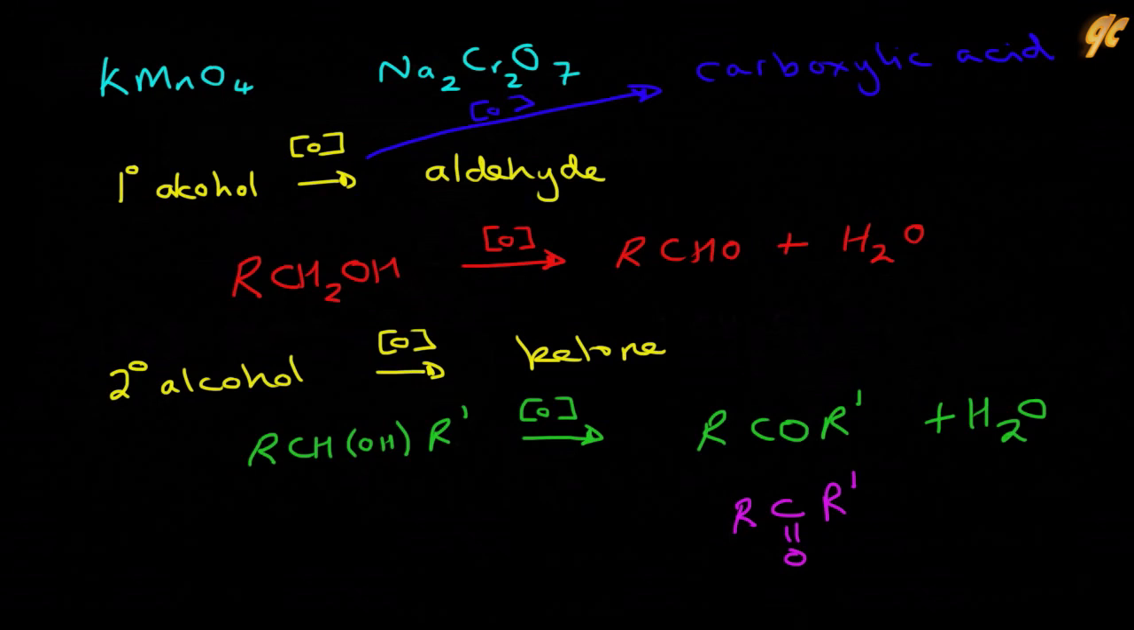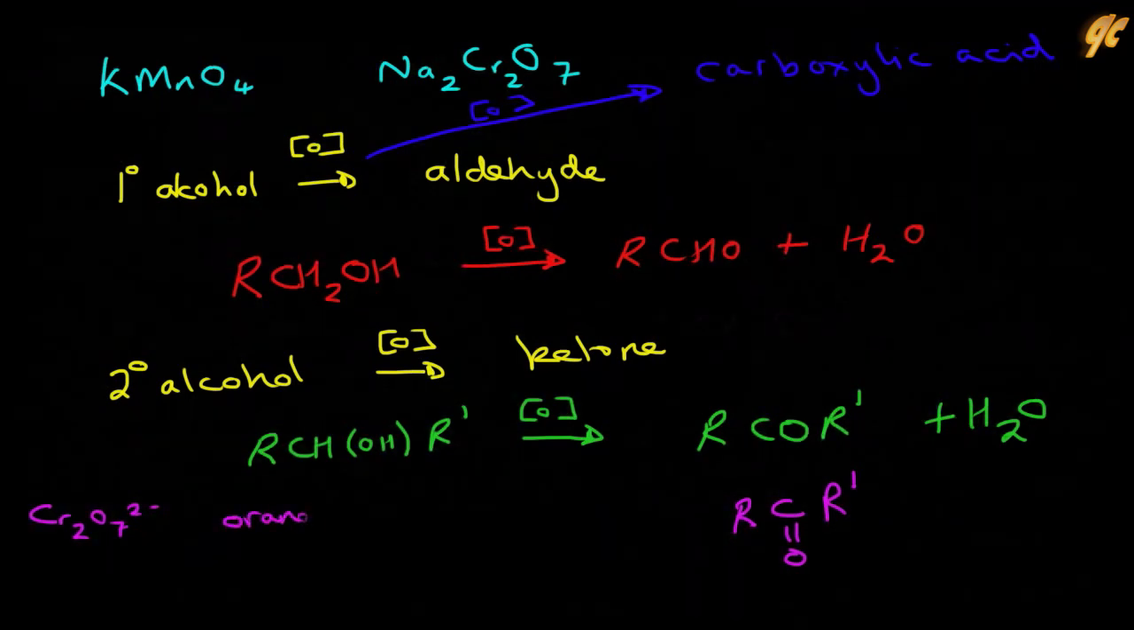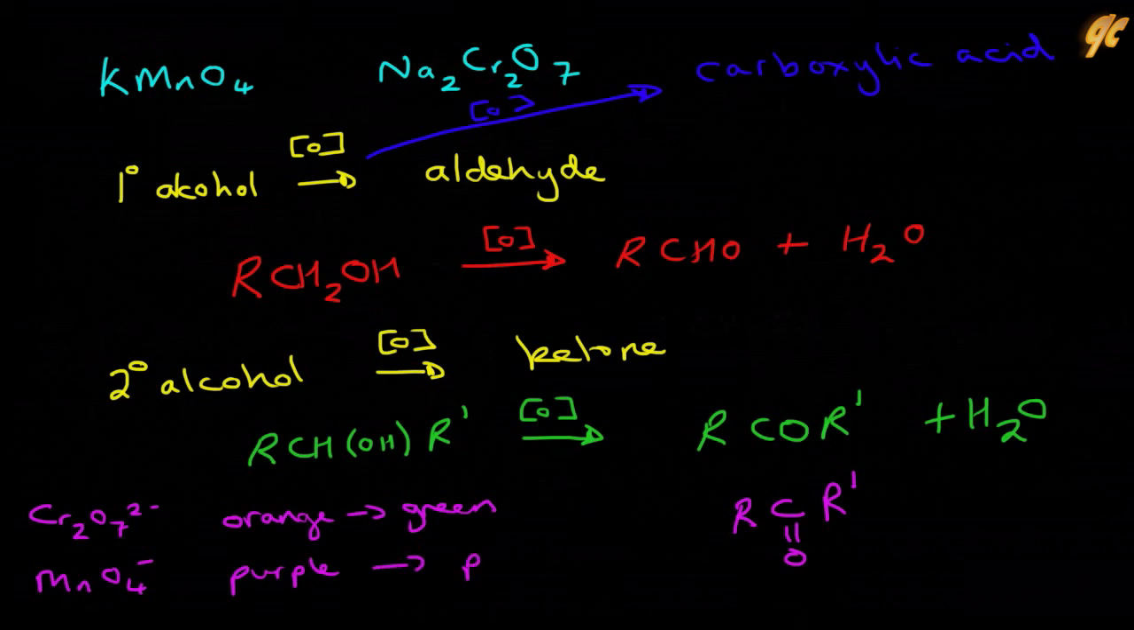Now, it's important to remember, because this can be coming up as observations, and with observations we have dichromate. The colour change for dichromate is orange to green, and for the permanganate ion it would be purple to pale pink.